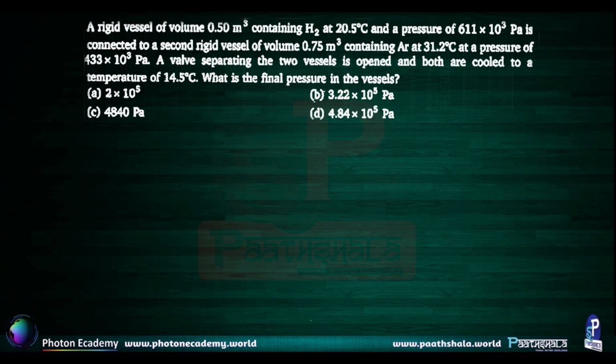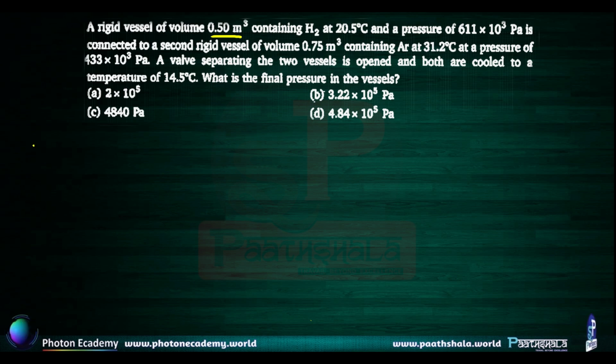A rigid vessel of volume 0.5 meter cube contains hydrogen at 20.5 degrees Celsius and a pressure of 611 into 10 to the power 3 pascals. It is connected to a second rigid vessel of volume 0.75 meter cube containing argon at 31.2 degrees Celsius at a pressure of 433 into 10 to the power 3 pascals. A valve separating the two vessels is opened and both are cooled to a temperature of 14.5 degrees Celsius. What is the final pressure in the vessels?